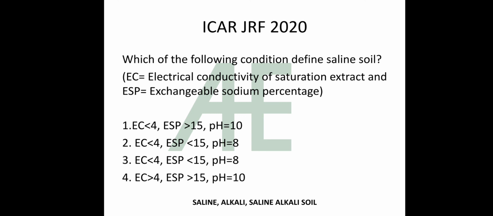Option 4, EC is greater than 4, ESP is greater than 15 and pH is equal to 10. So the answer is EC is greater than 4, ESP is less than 15 and pH is equal to 8.